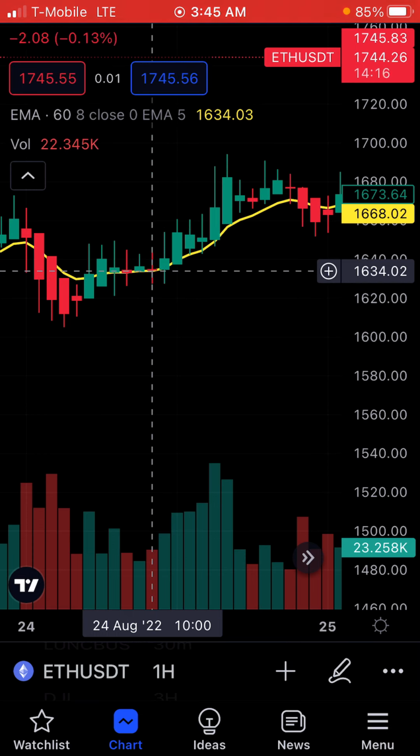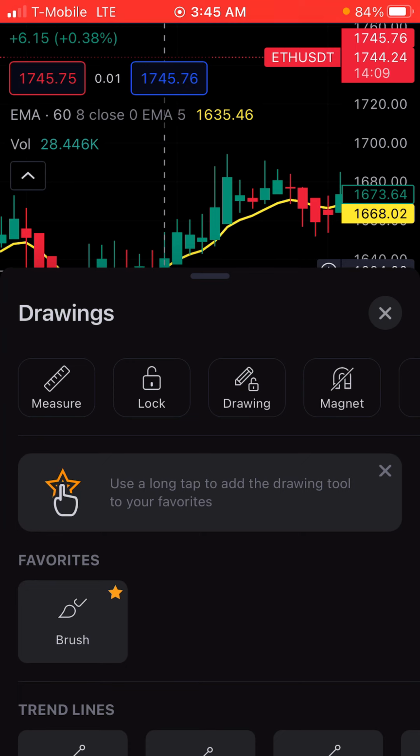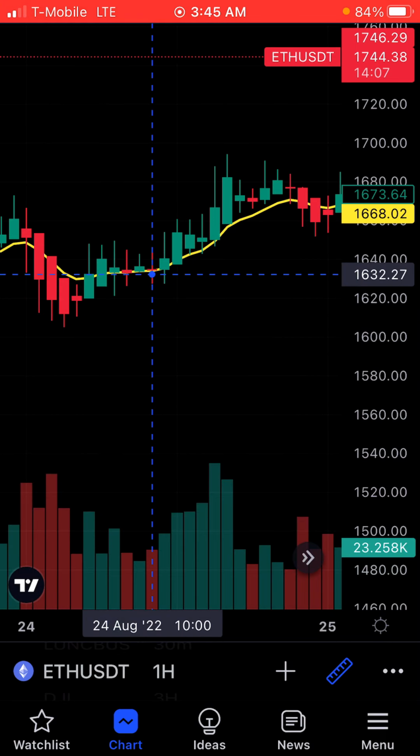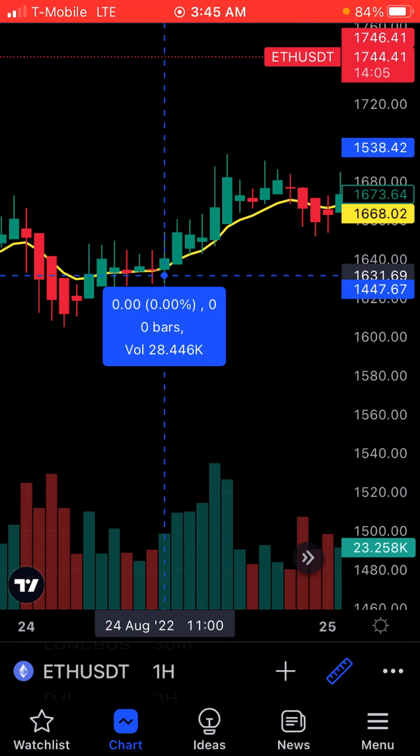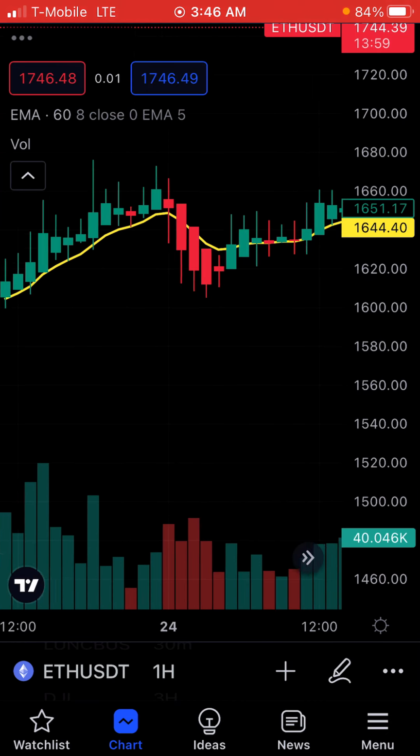Okay, so we got a red bar followed by green. The green has 28,000 for the volume, so to me that's a good day trade right there. Get in here, sell right about there. Give me 3% in 5 hours. So let's look at another one.